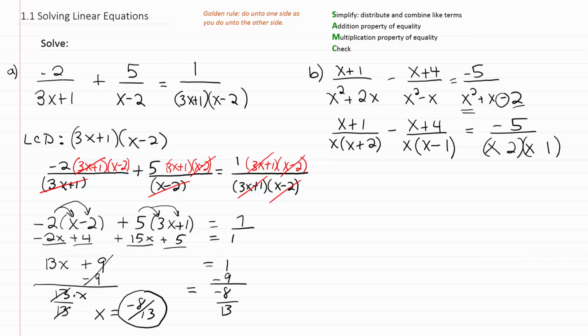And we want the larger number to have a positive sign, I should say. So we'll make it plus 2 and minus 1. All right, so that looks like we have fully factored the denominators. Now, let's get our LCD.